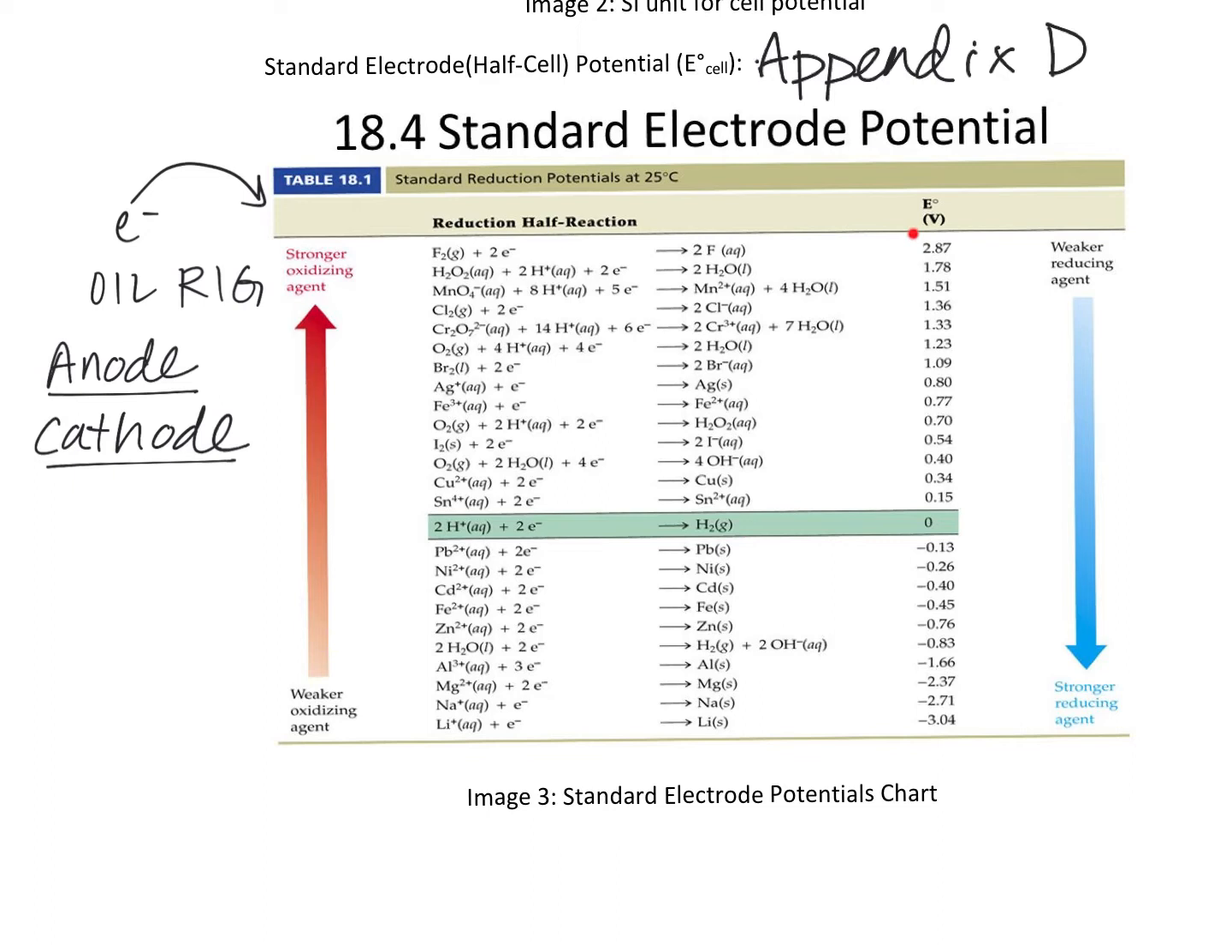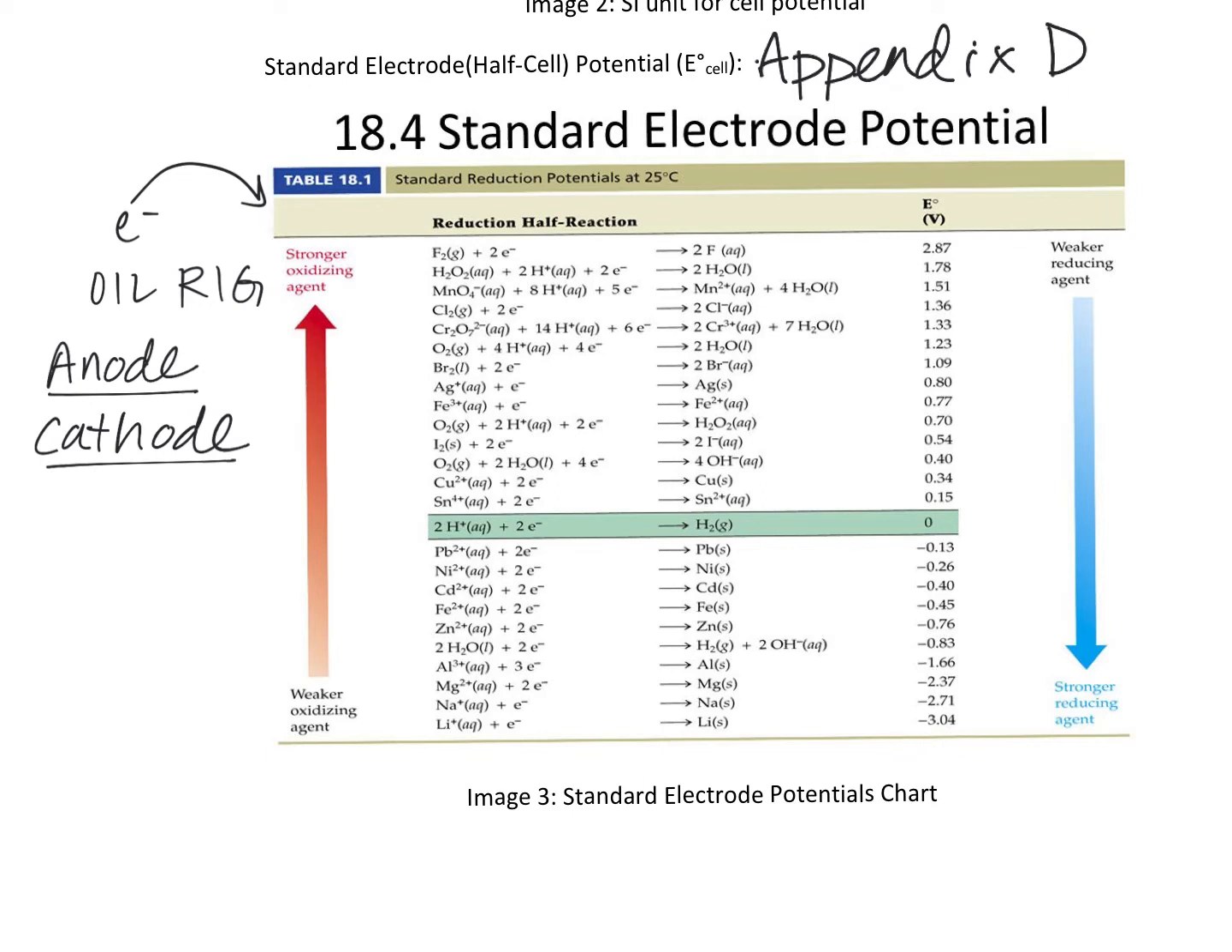Notice the values here, not all charts do this, but the values here range from the highest positive to the greatest negative. There are arrows on either side. I don't know if this is actually shown in the back of your book, but it's definitely shown in the chapter that the stronger oxidizing agents are the ones with the higher positive values, and the stronger reducing agents are the ones with the greater negative values.